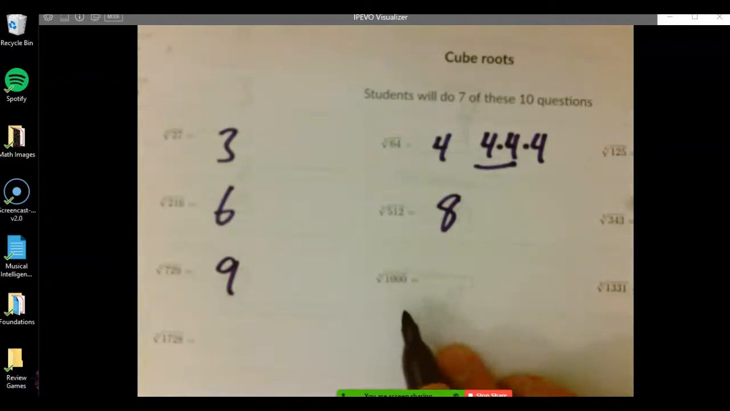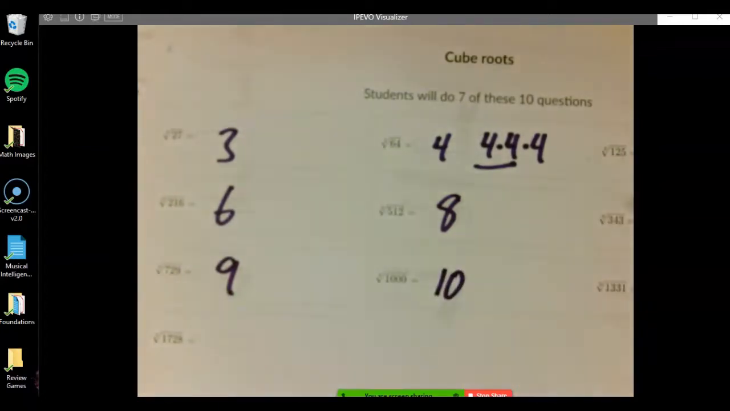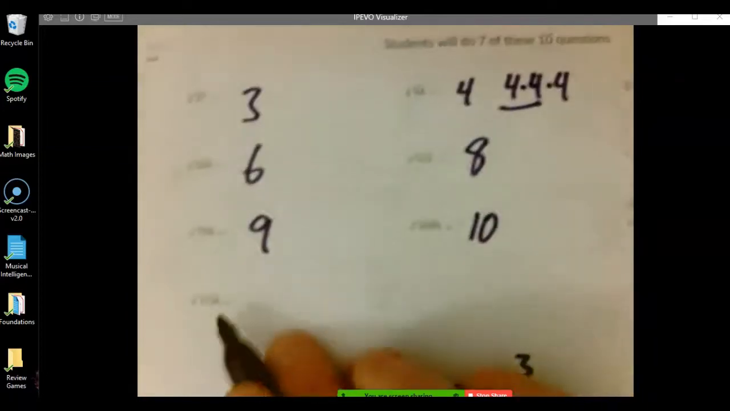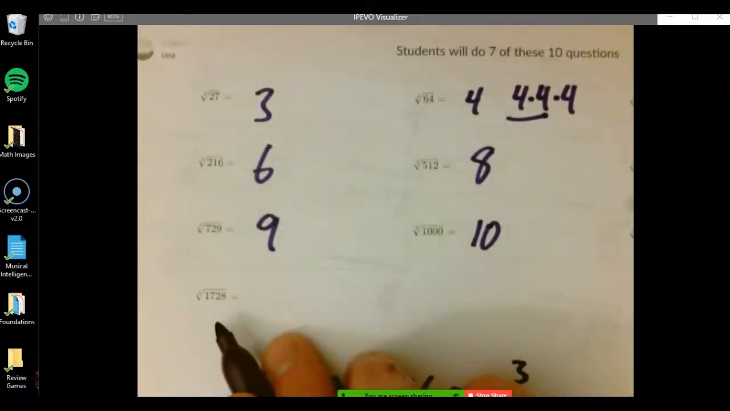Cube root of 1,000. Oh, we did this one. 10. 1331. 11. 1728. 12. 12.